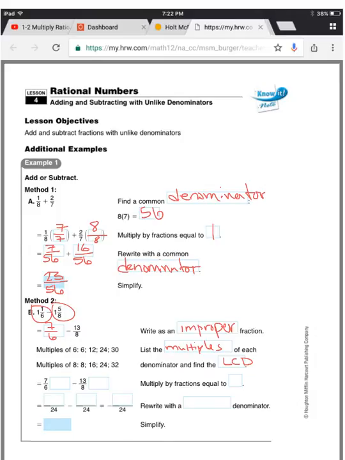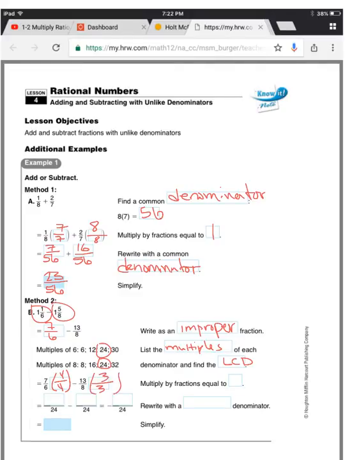Then you look at those two numbers and you find out what number you have in common that is the smallest. And in this case, we have 24 in common. So, we are going to figure out how do we get from 6 to 24 by multiplication. Well, we have to multiply it by 4. If we do that to the bottom, we do that to the top. Then we have to think, what do we multiply 8 by to get to 24? 3. If we do that to the bottom, we do that to the top.